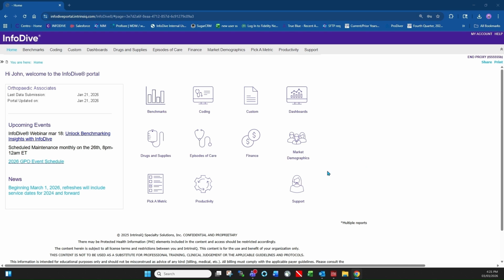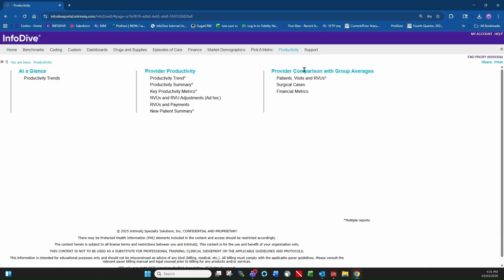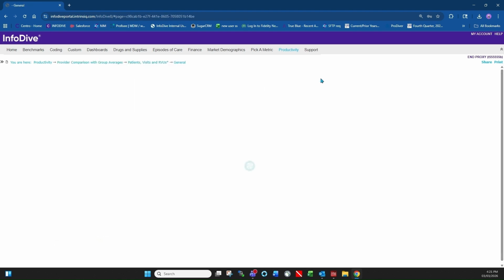The very first report I want to touch base on, though, is the productivity report. Now, this isn't a typical benchmark report, but it is a provider comparison with group averages. So it's going to look at those internal providers compared to other internal providers within the same specialty. So patients, visits, and RVUs.